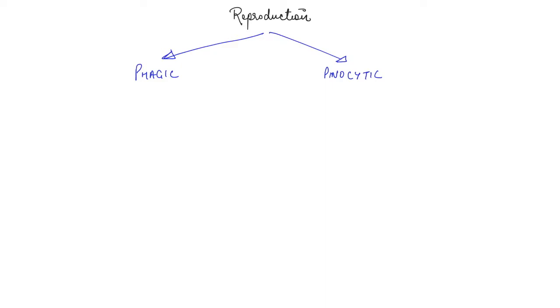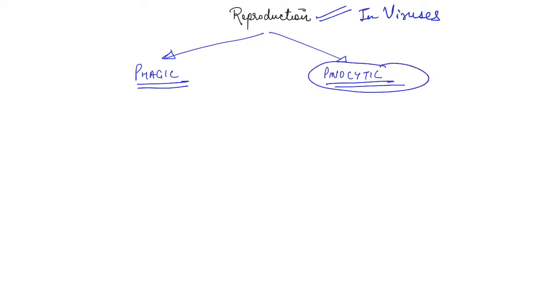Hey guys, so in this video we are going to study about reproduction in viruses. Reproduction in viruses is of two main types. One is phagic and the other is pinocytic. Now, what is pinocytic reproduction?